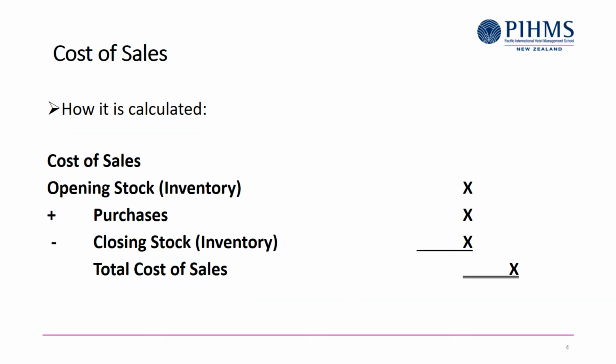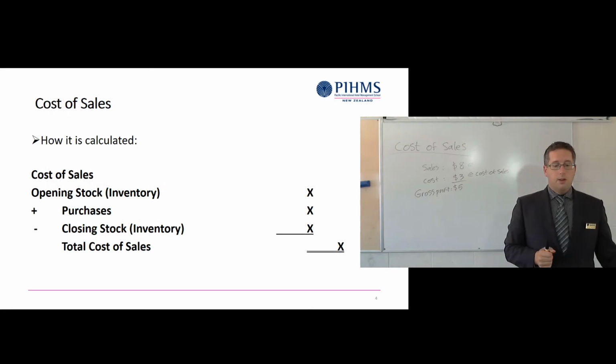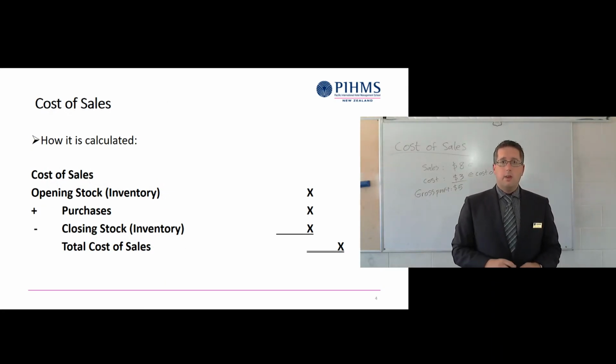So how is it calculated? Well, we take our opening stock, or our inventory, and we have a number. We do a stock take. We do a count. How much do we have on hand at the start of the year? And we come up with a value. Then we have our purchases. What did we buy during the year? How much did we pay out? Finally, we minus closing stock. That's the stock at the end of the period, at the end of the year.